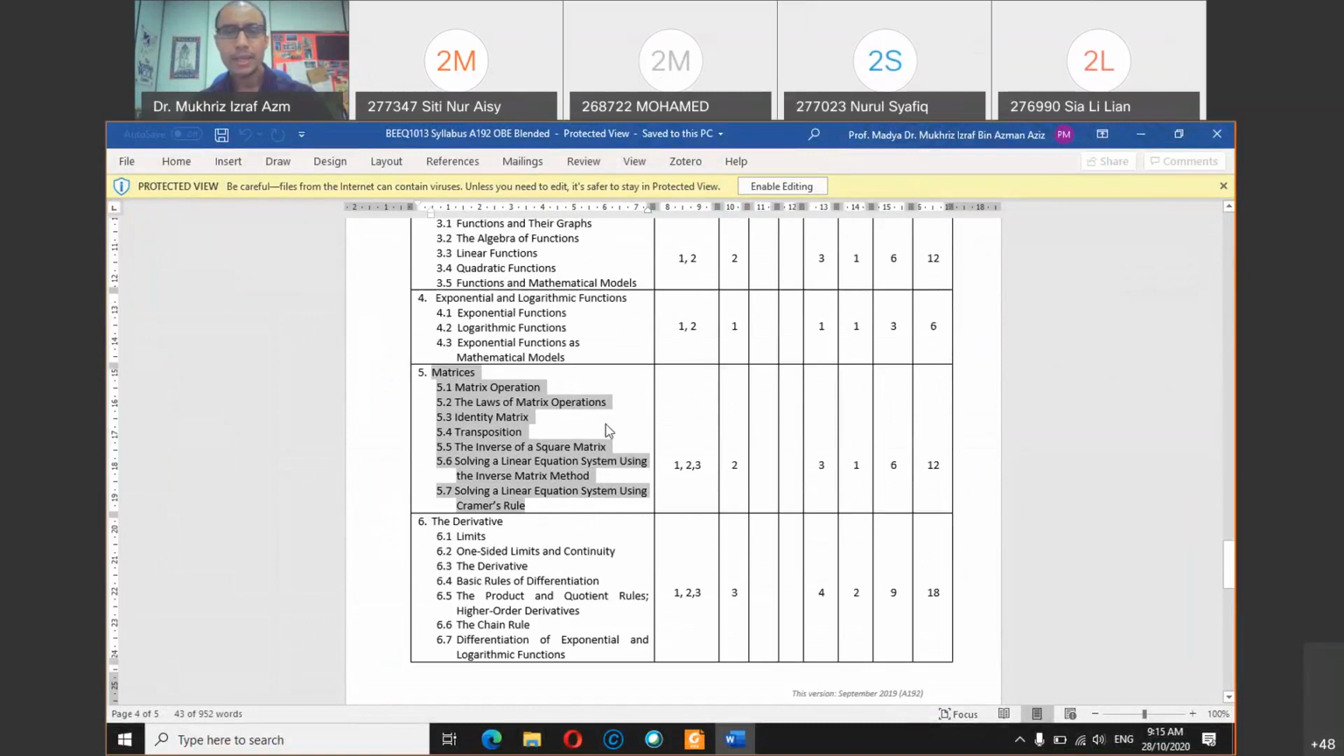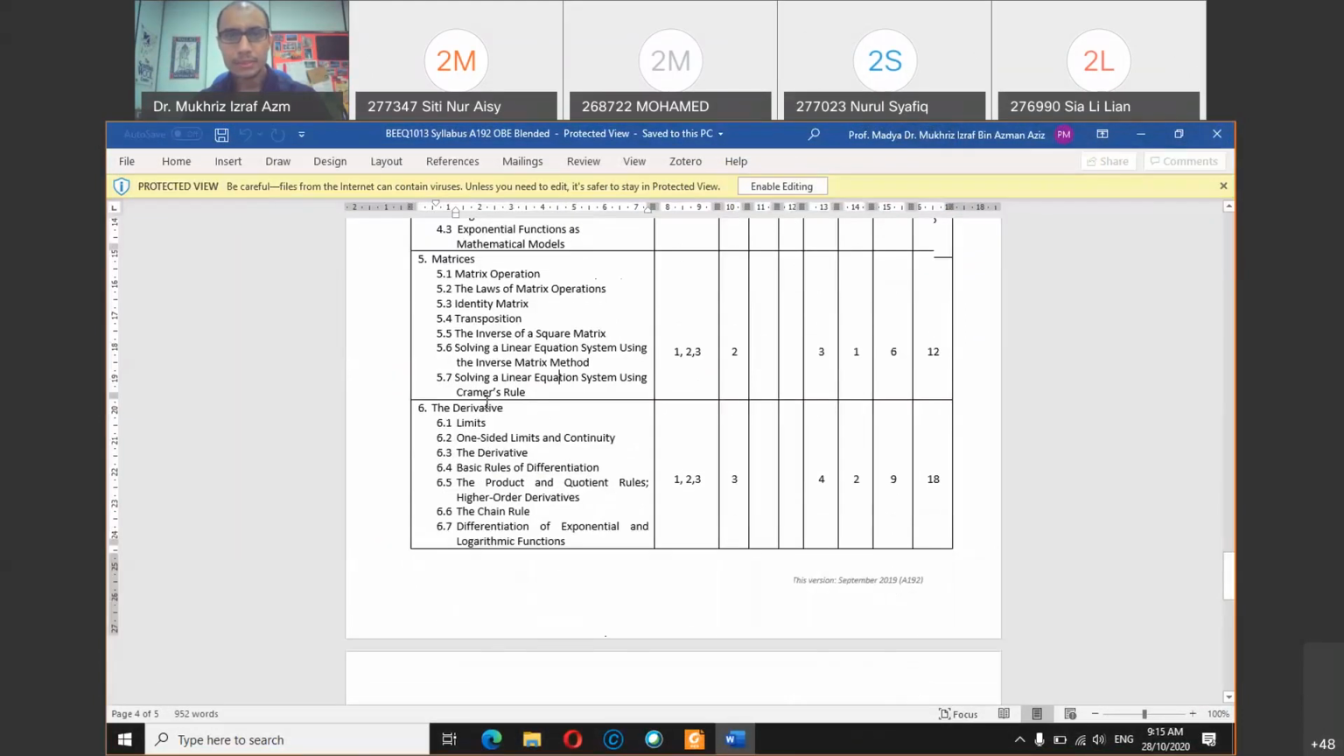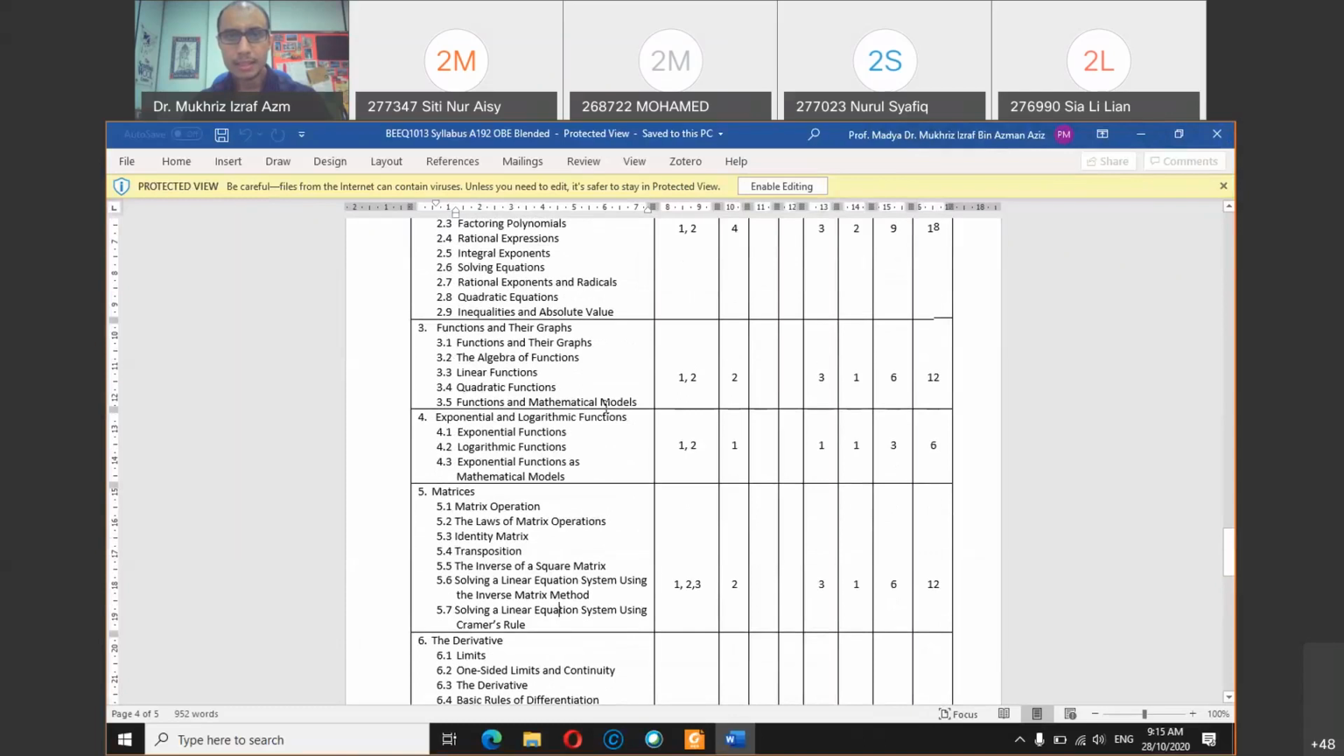If you look at topic number 5, for example, this is on matrices. You can go to any e-books right now, Tan or any other textbooks, and look at the topic under matrices. Also topic number 3, on simultaneous or quadratic equations.